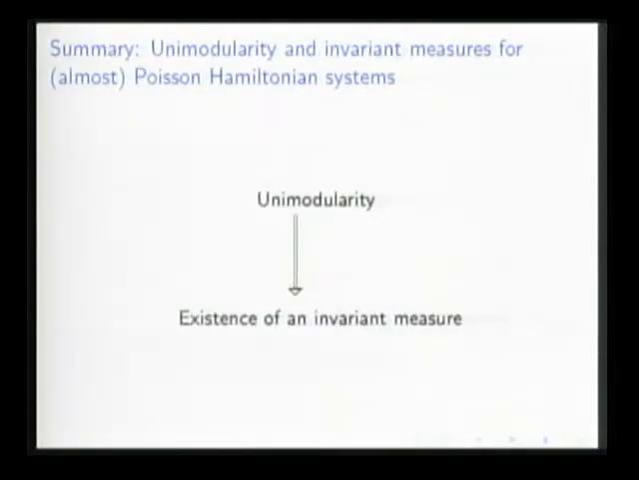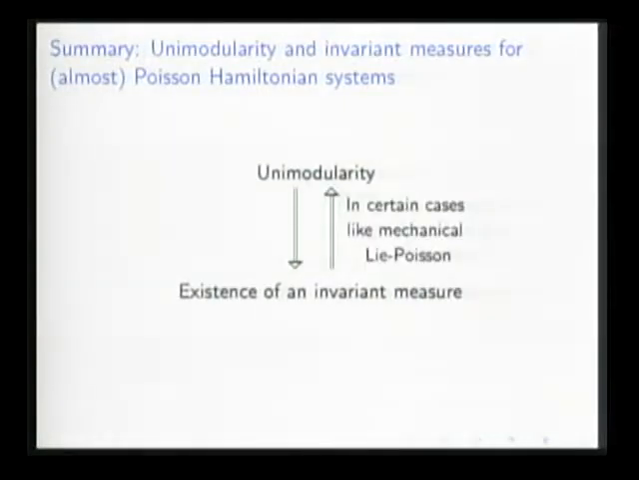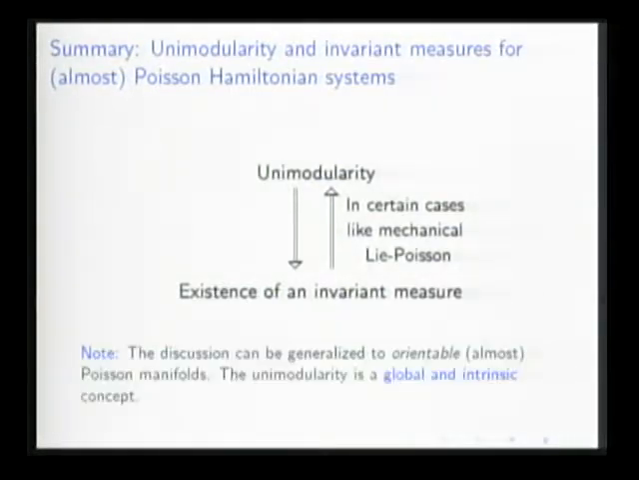So here's a summary of what I've told you so far. I have this concept of unimodularity, and it implies the existence of an invariant measure, and in some cases, the existence of an invariant measure implies unimodularity. So it's a way to characterize the existence of a measure for particular types of systems.